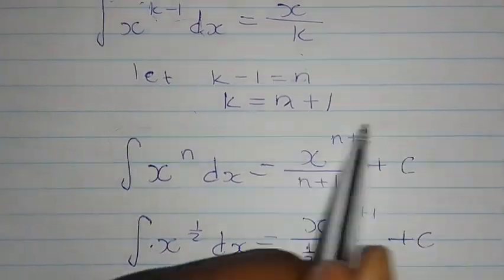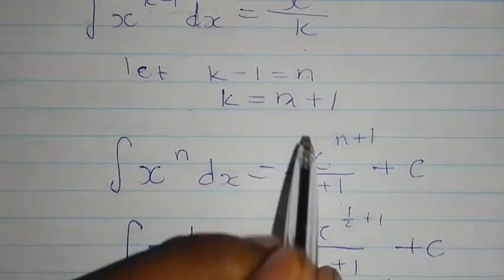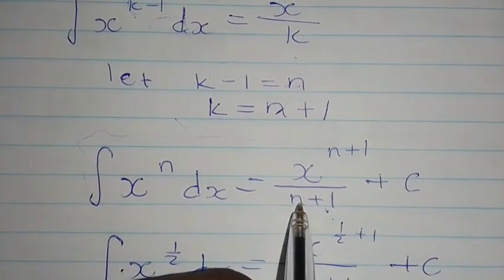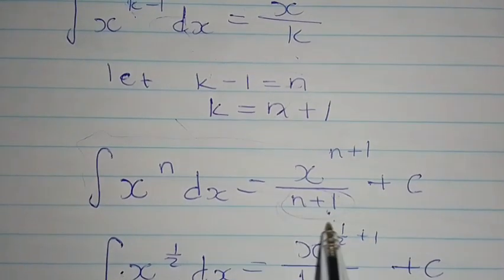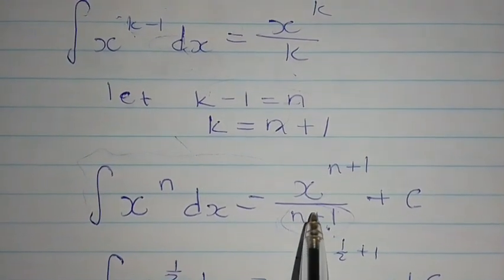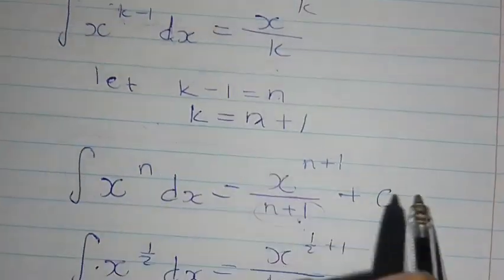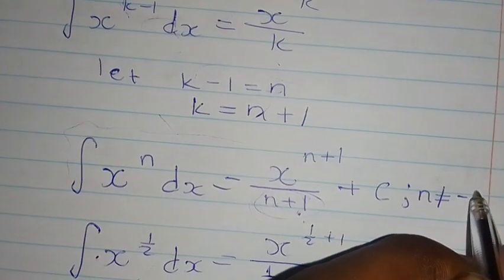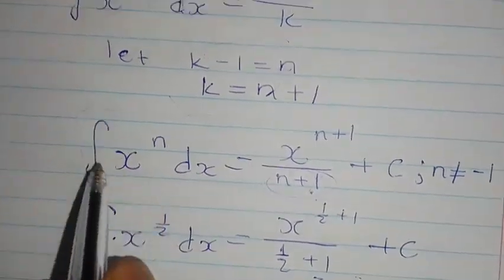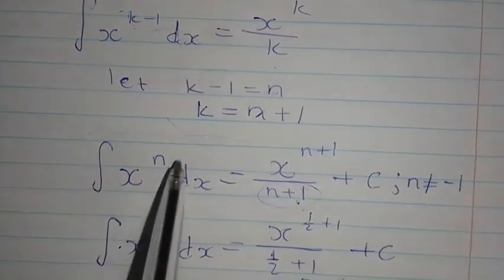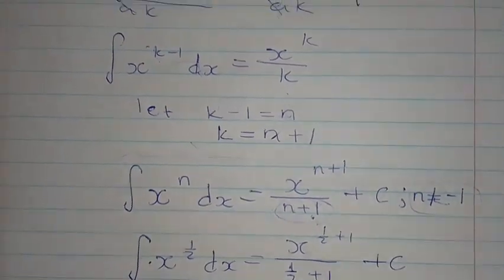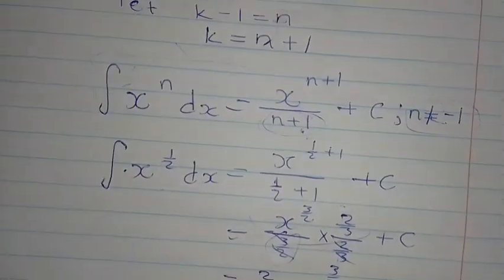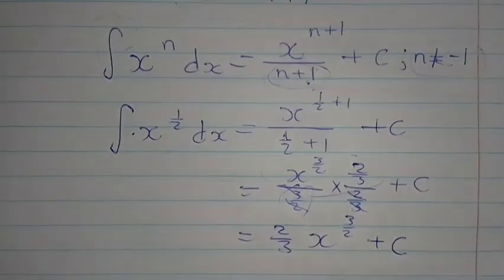But now let's look at this formula. Notice that I have a denominator here. Now, n plus 1 cannot be 0. We are not allowed to divide by 0. That means this formula has a restriction where n is not equal to minus 1. Then we can use this formula for any value of n except for minus 1. Then we can apply the formula to integrate, or to find the antiderivative.